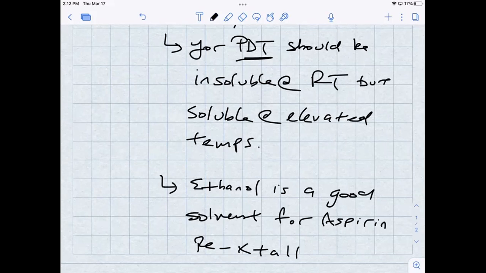The wrong solvent, and you're either going to have your stuff super saturated and you can't get it out of solution without evaporating the solvent off, or you might have a solvent that doesn't dissolve your product at all, and that's horrible. So you don't want that. So that's one thing you want to think about.